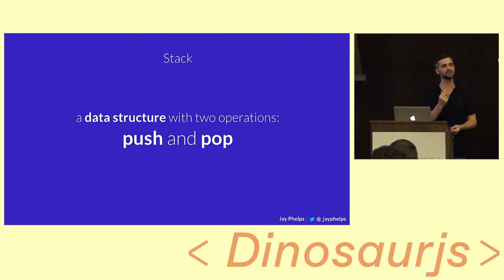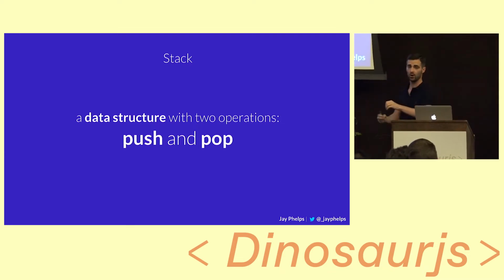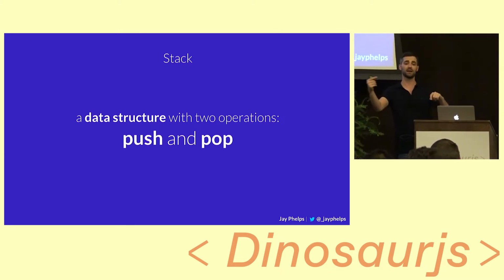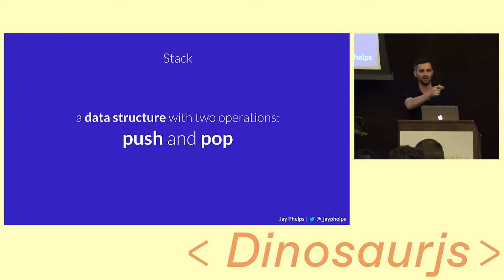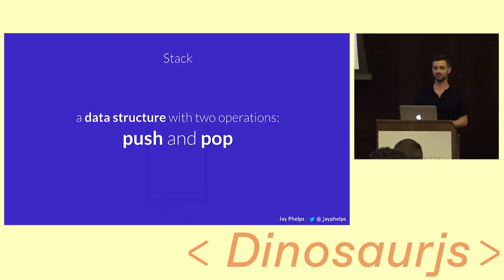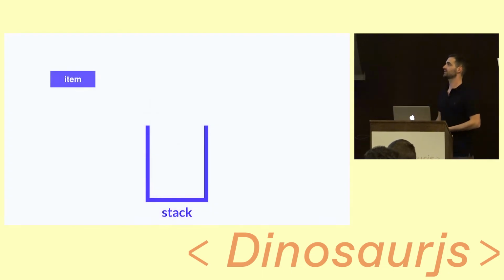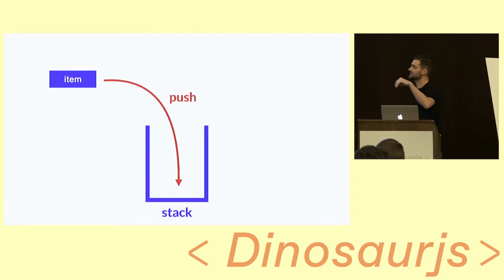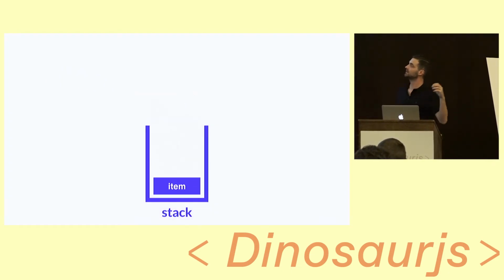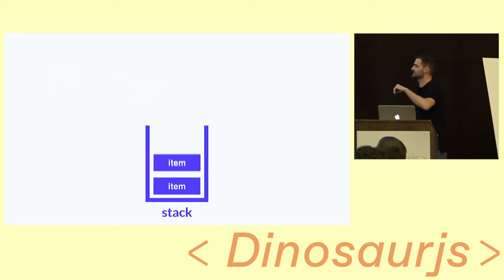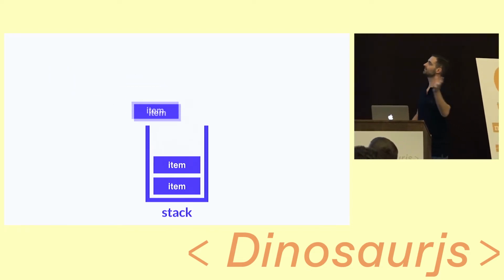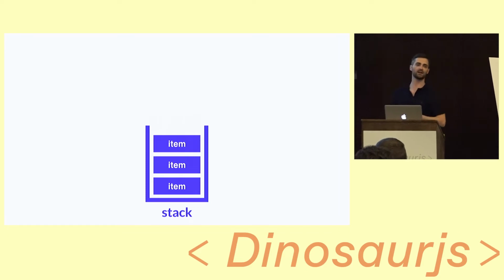A stack is a data structure in which there are two operations. We can push or we can pop, and that's it. You cannot go into the middle of the stack and take something in the middle. Once you put it on the stack, you have to pop it off. So let's look at a really quick visualization of that. If we've got an item we want to put on the stack, we push it. If we've got another item, push that on the stack. One more. Great. Now we've got our stack and it's full.